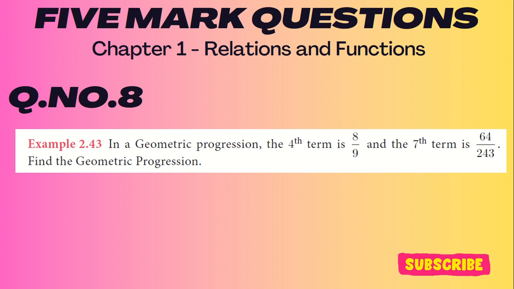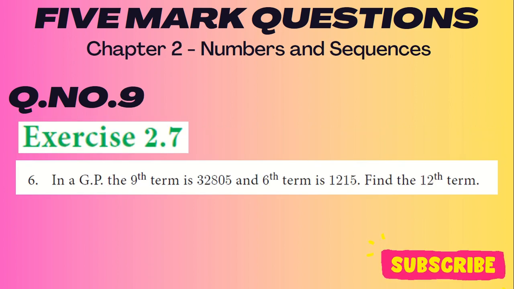So the next one is question number 9. Exercise 2.7, sixth sum. In a GP, the ninth term is 32805 and the sixth term is 1215. Find the 12th term.